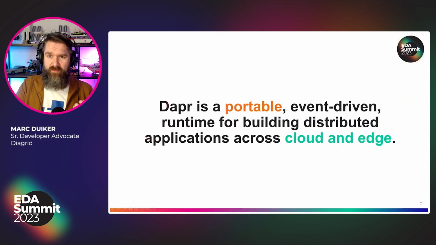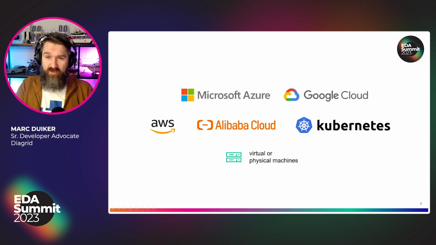So dapr is the portable event-driven runtime for building distributed applications across any cloud and edge. And it really runs across all of the major cloud providers. It even runs on VMs or physical machines. So anywhere where you can basically also run Kubernetes, you can use dapr.